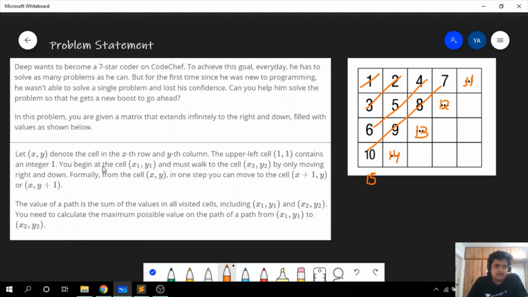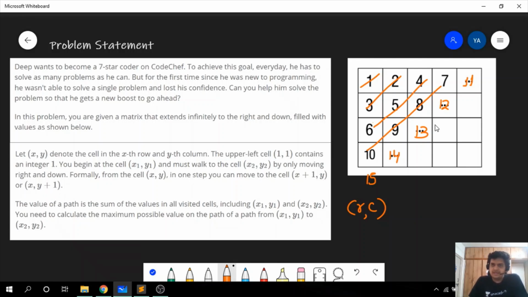Now let us see what we have been given. Let x comma y denote the cell in the xth row and the yth column. For simplicity, I'm going to use r comma c in the explanation, so that it's not confusing with coordinates. The upper cell 1 comma 1 contains an integer 1, and you begin at cell x1 y1 and must walk into the cell x2 y2 by only moving right and down. Formally, from the cell x comma y, in one step you can move to the cell x plus 1 comma y and x comma y plus 1.